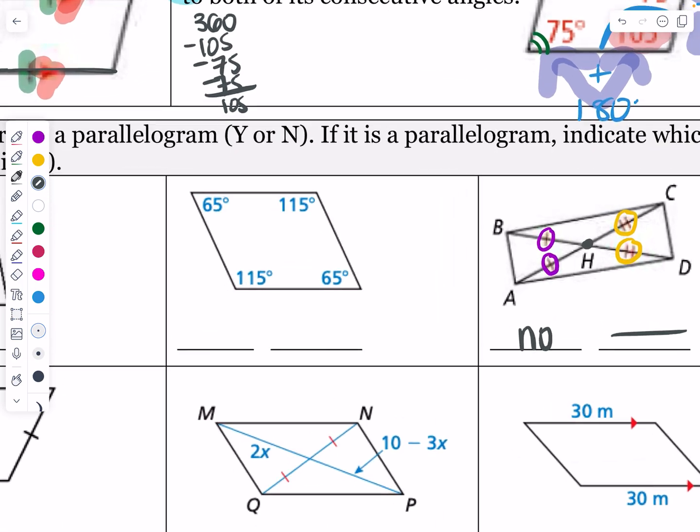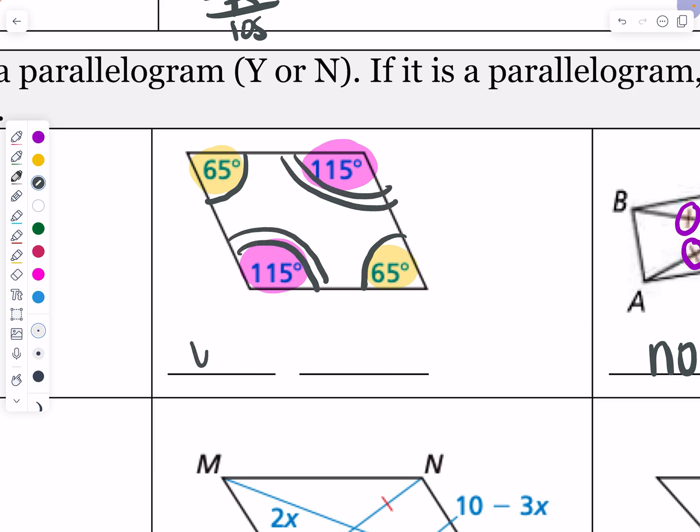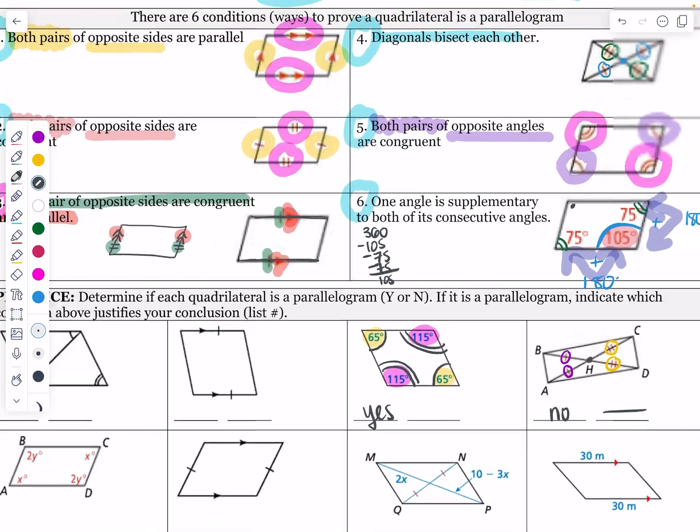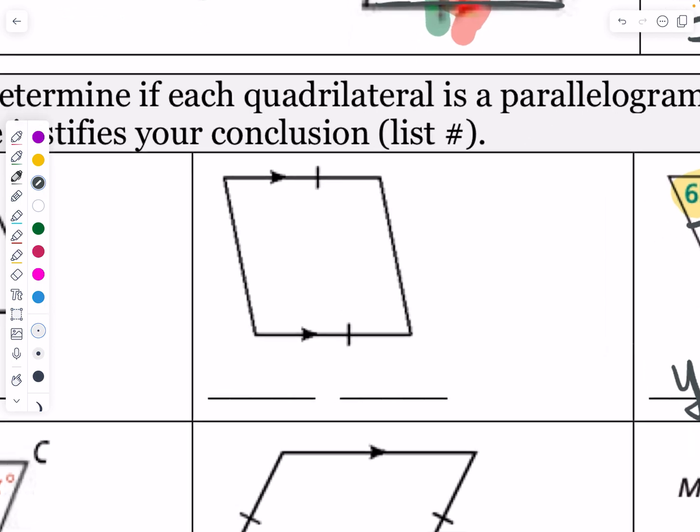Okay, let's go to this one right here. We've got angles pictured. What kind of angles? We've got opposite angles pictured. So 115 is congruent to 115, and 65 is congruent to 65. Since we have both pairs of opposite angles congruent, this quadrilateral is going to be a parallelogram. What property justifies that? That is going to be number 5, which says both pairs of opposite angles are congruent to each other.